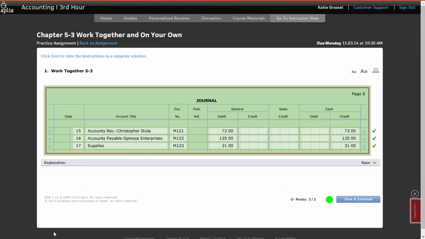Go ahead and try on your own. As you can see, a relatively easy one, pulling us together for Work Together 5-3, taking a look at recording dishonored checks, electronic fund transfers, and debit cards.